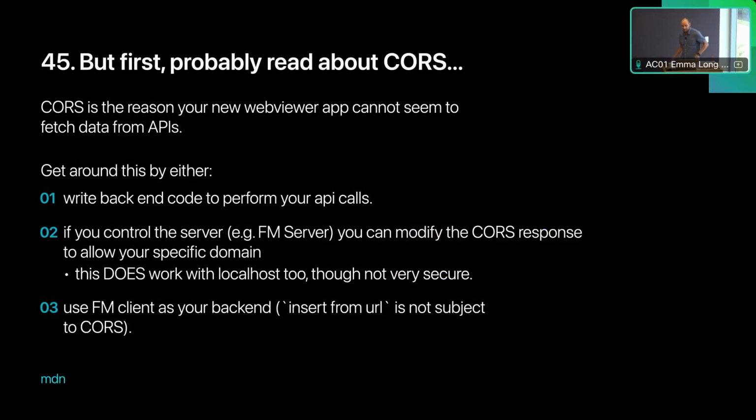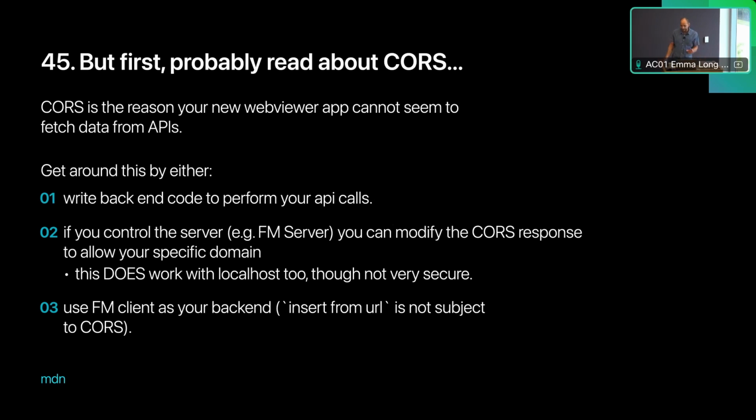What is CORS? CORS is the reason that your web viewer cannot seem to fetch data. CORS stands for cross-origin resource sharing. If you are trying to use a web viewer to access your FileMaker server through the data API, it will not work, and this is why. There are a couple of ways that you can get around that. One is to write some backend code like a proxy. Another is to modify your server. So you can get your data API to send data out, but that's to send data out to anywhere. It's not the most secure method.